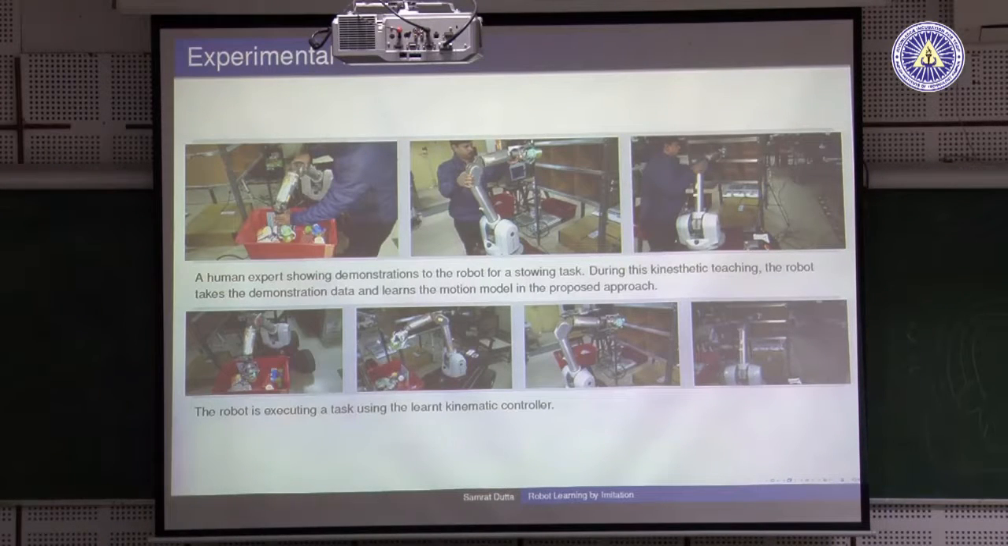Well, this is one human expert showing how a pick and place task is performed to the robot. There are many objects inside the store, and this person kinesthetically demonstrates how to reach to the object, grab it, and place it inside the bin, and this is how it is executed. I'll show one video again.